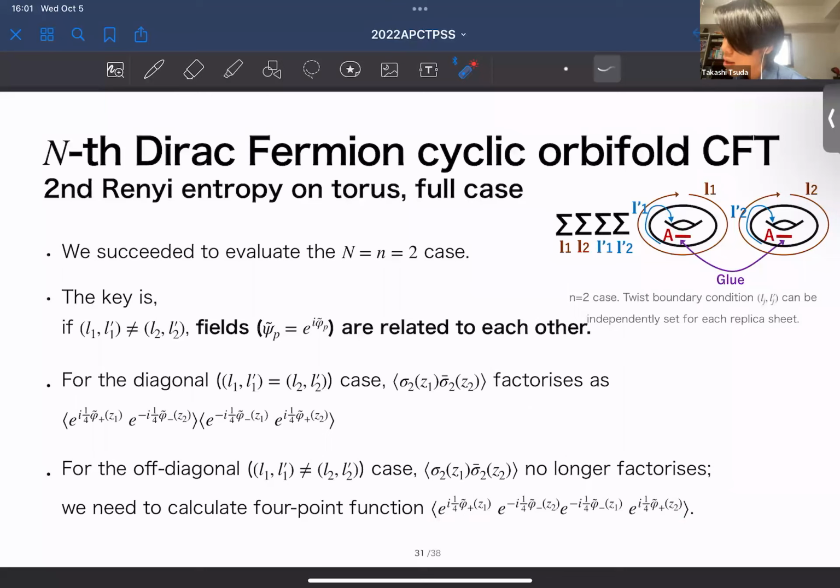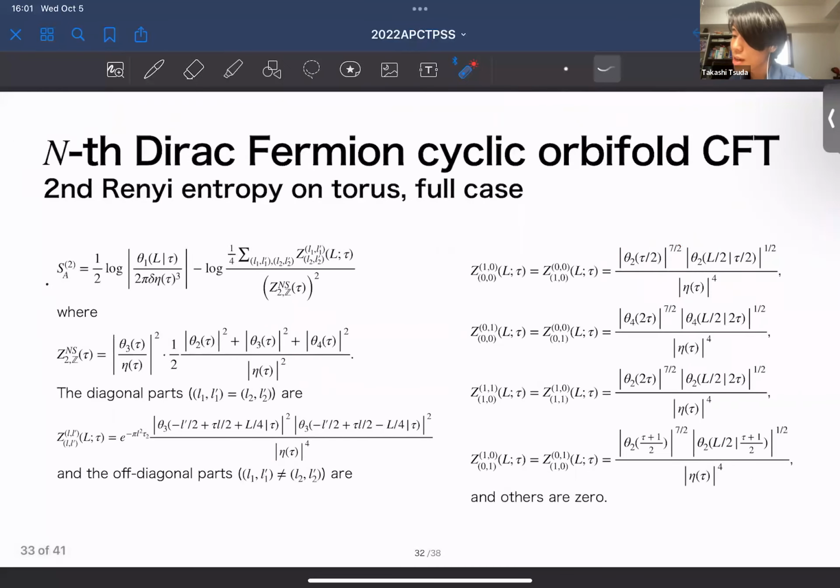Yes, and we succeeded in evaluating such non-trivial relations between the Fourier transformed bosonized operators in the n equals 2 case. And the result is like this. This is a very technical result. We can calculate the diagonal parts as we did in the ordinary fermion, but we have to include the off-diagonal parts like these ones.